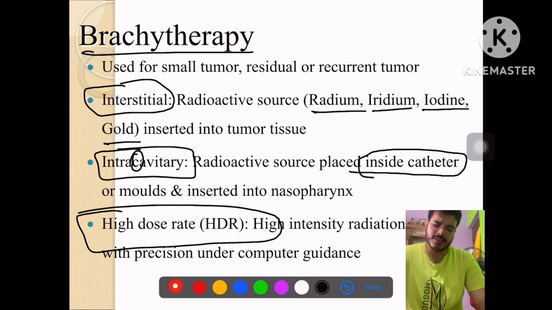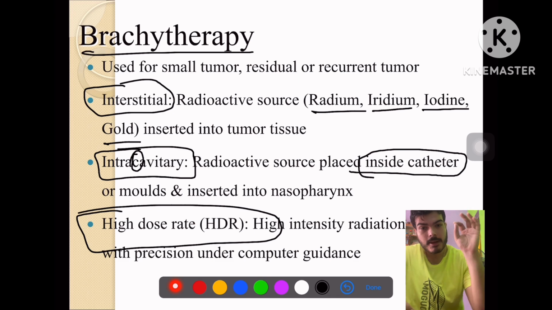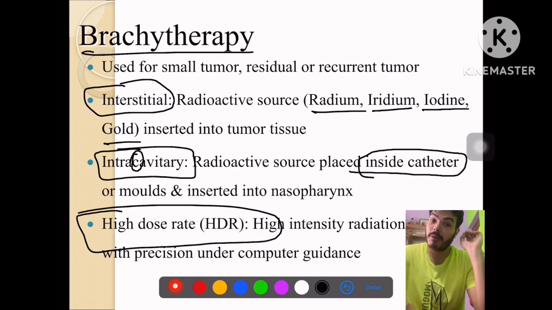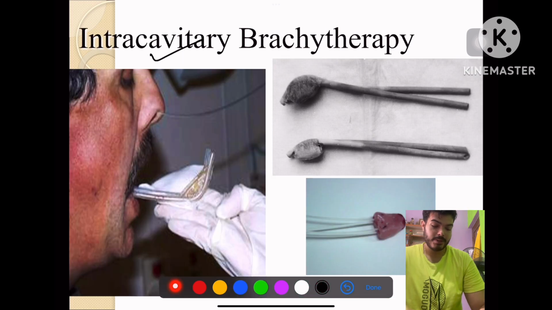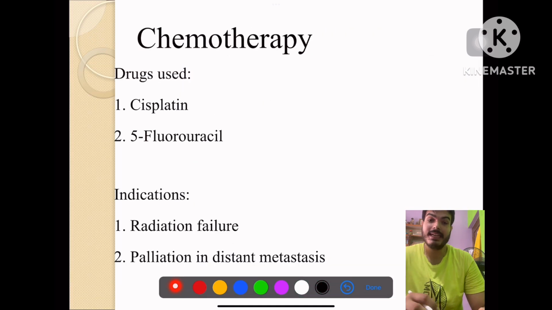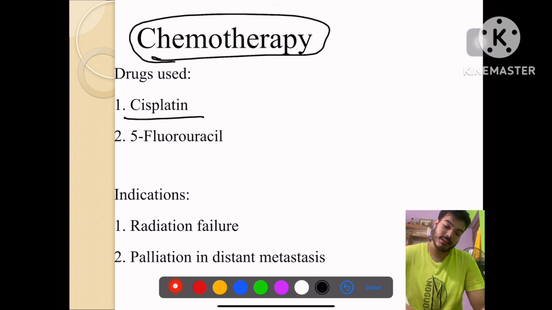Next, high dose: high intensity radiation delivered with precision under computer guidance. So under computer guidance, you precisely burn that tumor. It's very, very important. Intracavitary means you're putting it inside a catheter or a mould.